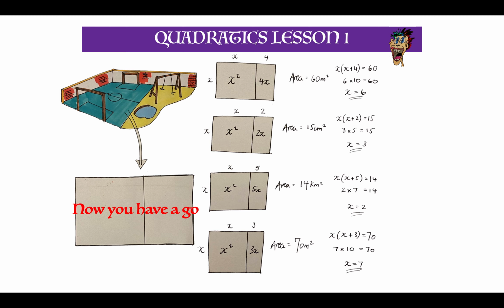Here you go. The two numbers here were 6 times 10, so x is 6. Here it was 3 times 5, so x is 3. Here it was 2 times 7, so x is 2. And lastly, it was 7 times 10, so x is 7.